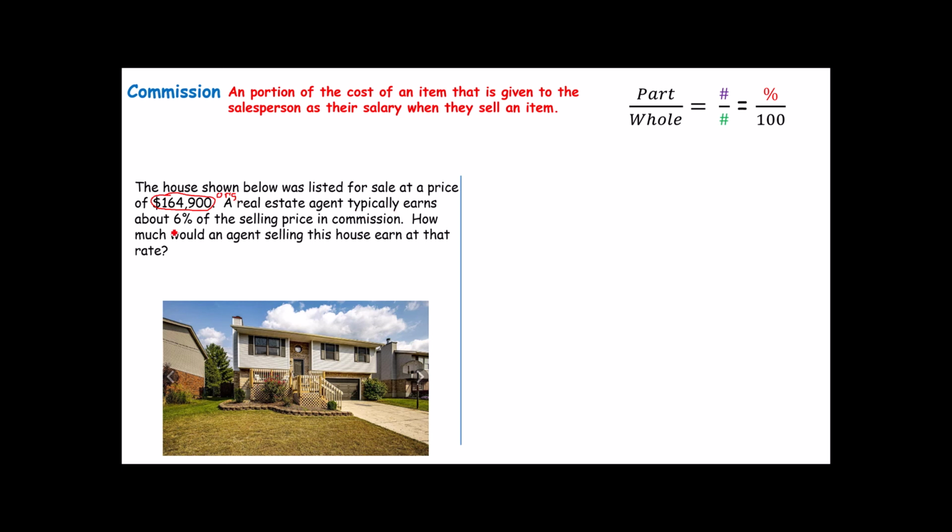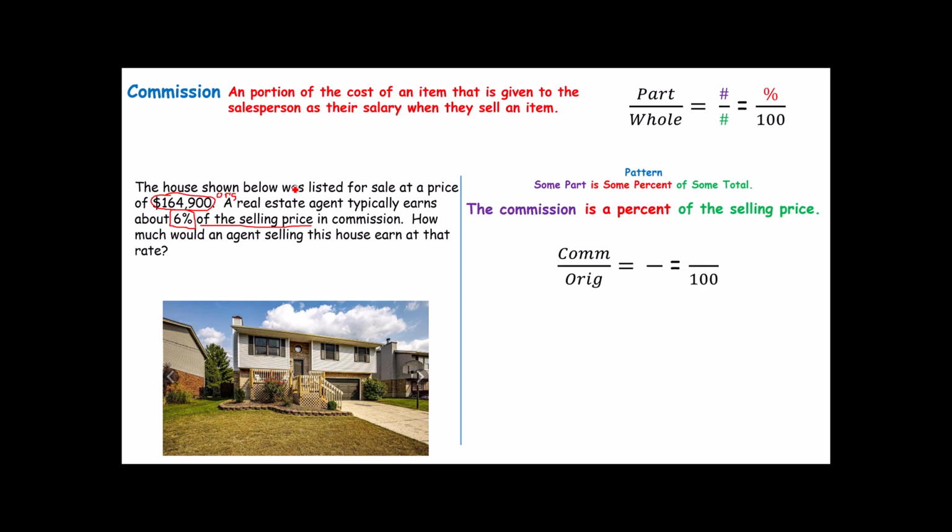A real estate agent typically earns 6% of the selling price. Notice the 6% is a part of the selling price. That's the whole. How much would an agent selling the house earn at that rate? Well, the commission is a percent of the selling price. So I can fill that in. Do we know the dollar amount they earned in commission? No, that's what's asked. How much would they earn? That's my unknown. Do we know the percent of the commission? Well, that's the 6%.